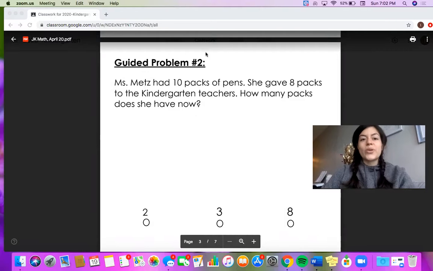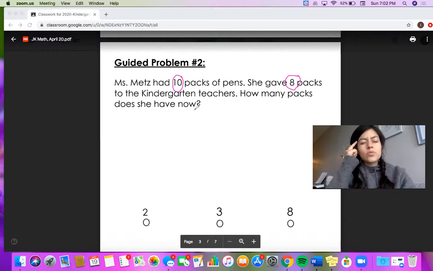All right. We're going to read it a second time now, and we're going to circle those numbers. Miss Metz had 10 packs of pens. She gave 8 packs to the kindergarten teachers. How many packs does she have now?